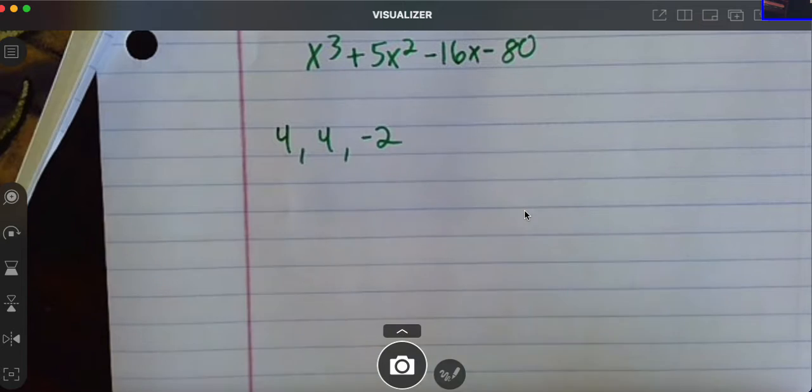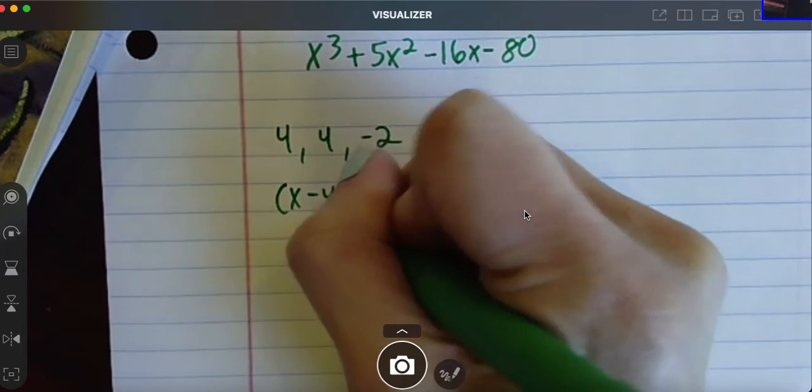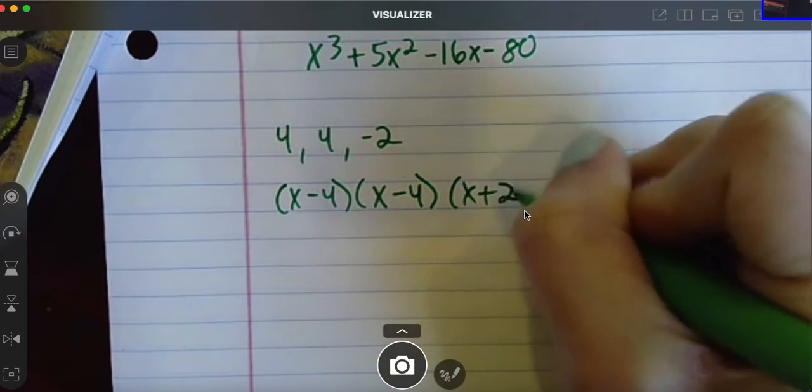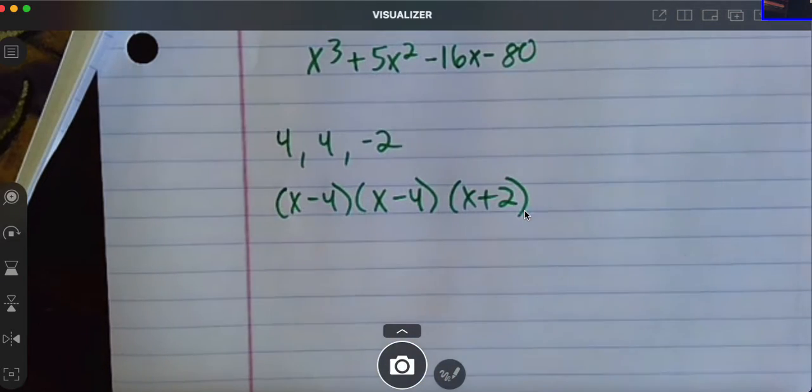But what would I write for my 3 parentheses? X minus 4, x minus 4, x plus 2. And I'm going to multiply out. Just take 2 at a time. You're just distributing is all it is.